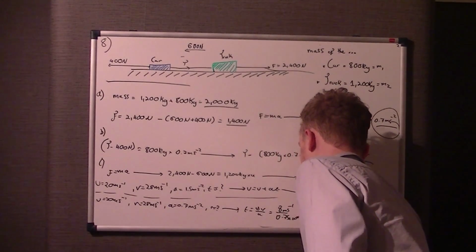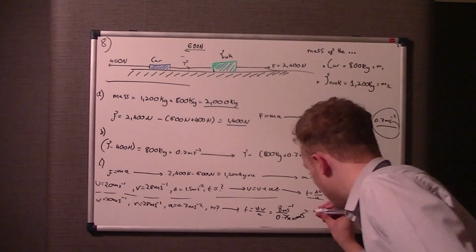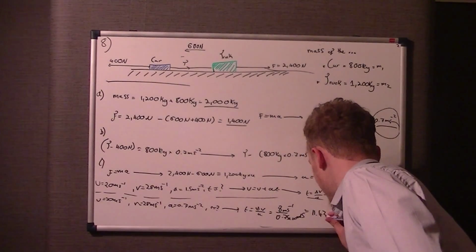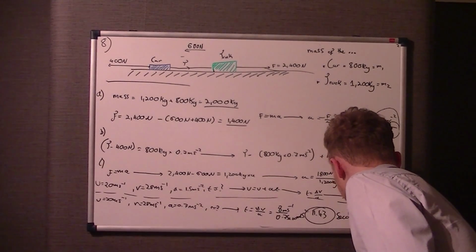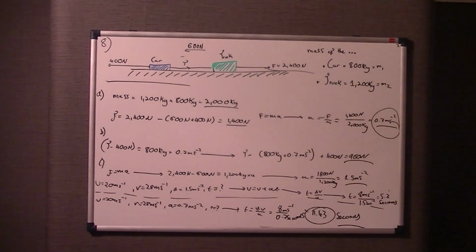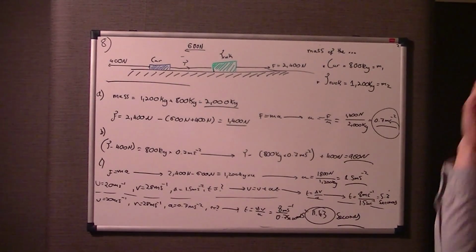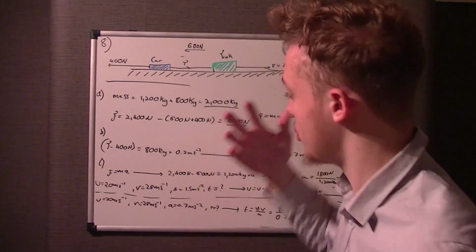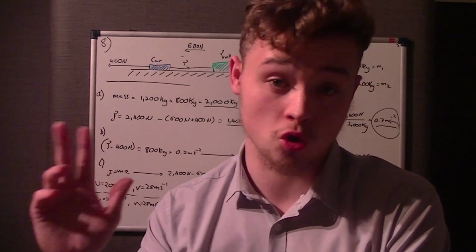So obviously, clearly, this is going to be larger. And it does come out to be around 11.43 seconds. And what you would do there is show that there's a change in time of approximately 6 seconds. So it would take 6 seconds longer for the whole system to reach 28 metres per second, as opposed to just the truck.